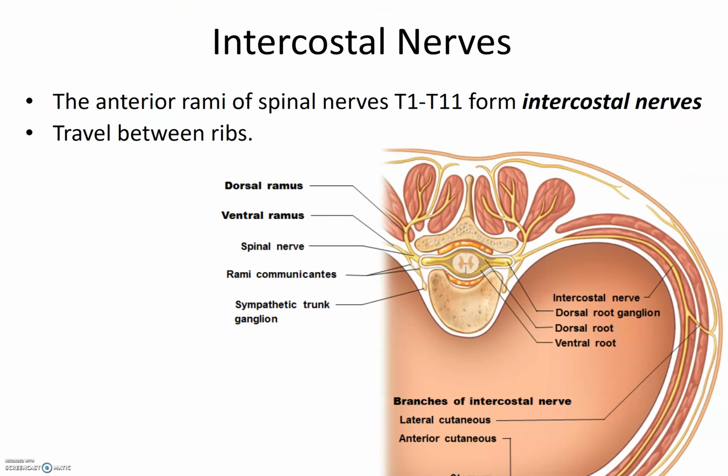So, intercostal nerves. They arise from the rami of T1 to T11. Don't ask me what happened to T12. I do not know. And they travel between the ribs. So here is our anterior root, posterior root. They form the spinal nerve. There is our posterior ramus there. And here's our anterior ramus, and it just continues along between the ribs in the intercostal muscles. And it innervates the intercostals, and it goes to the skin around the outside.